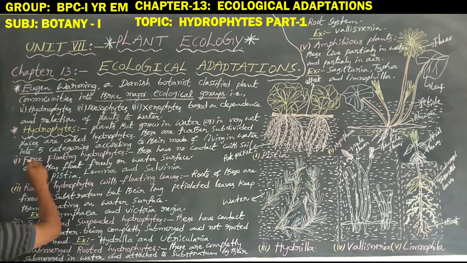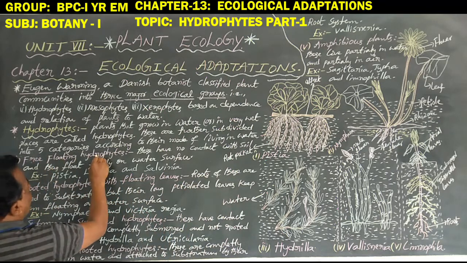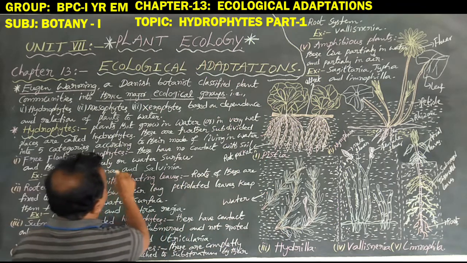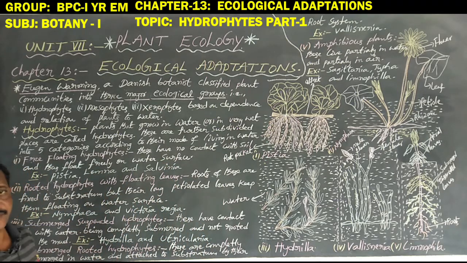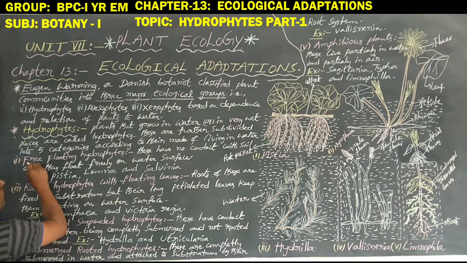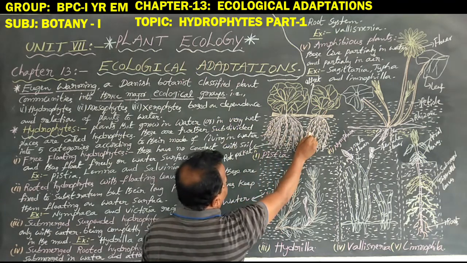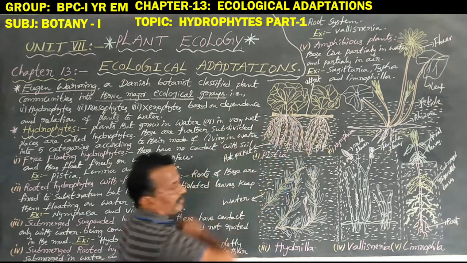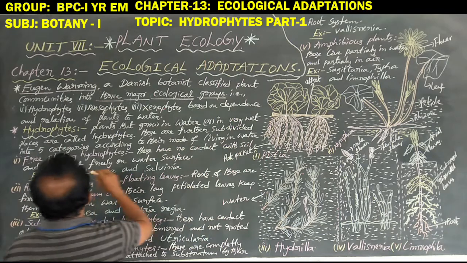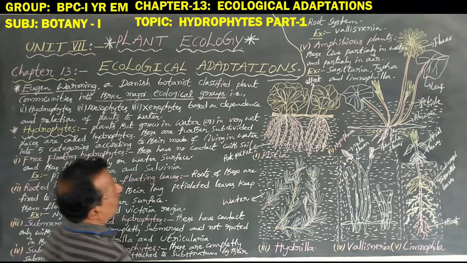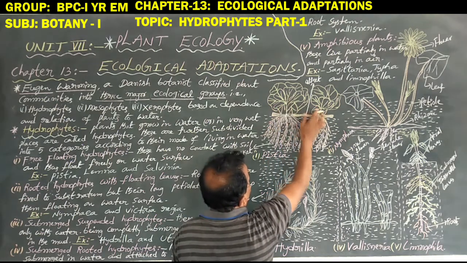First, free floating hydrophytes. Examples are Pistia, Lemna and Salvinia. These are the best examples of free floating hydrophytes. This is a free floating hydrophyte, Pistia. Its characters are that these have no contact with the soil and thus float freely on the water surface.